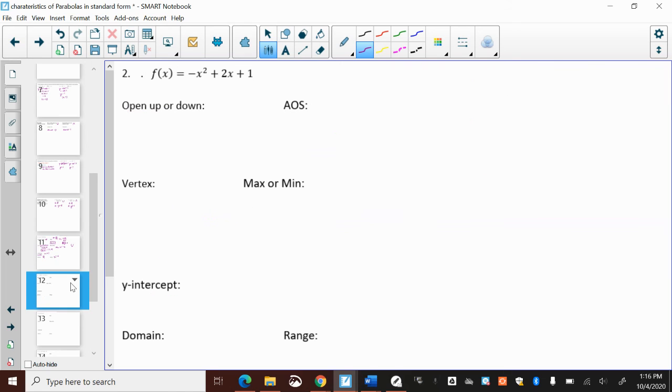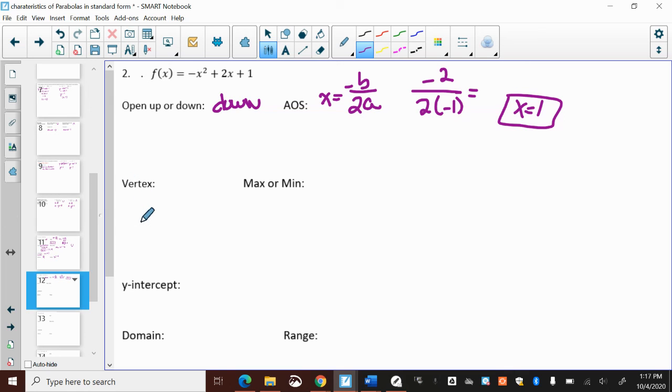All right, let's do one more together. We want to know if this function is opening up or down. It is opening down due to the negative. The axis of symmetry, again, comes from the formula x is equal to minus b over 2a. So we put minus, the b value is 2, over 2 times the a value, which is -1. And that's going to get us a +1. So x is equal to 1. There's your axis of symmetry.